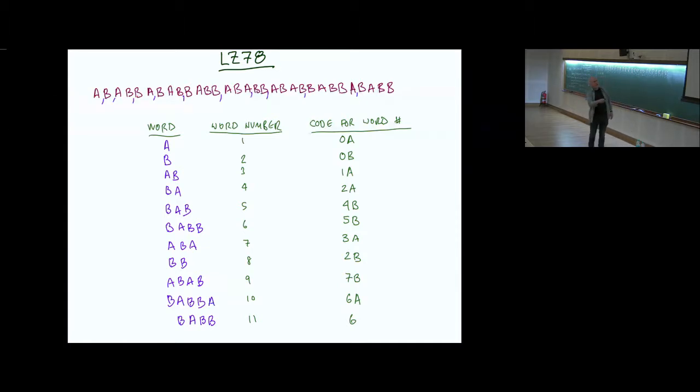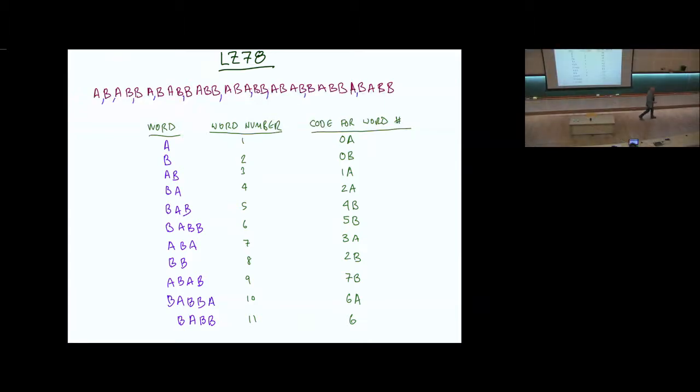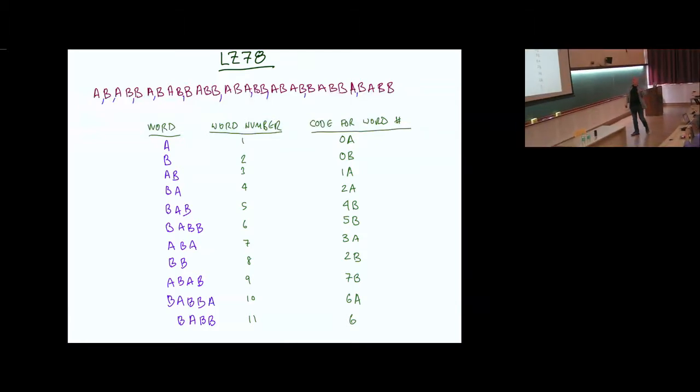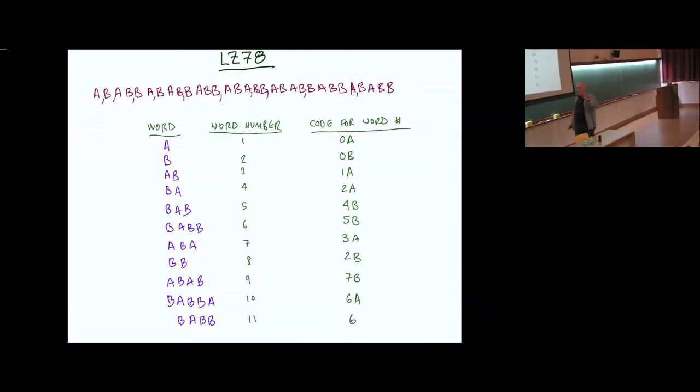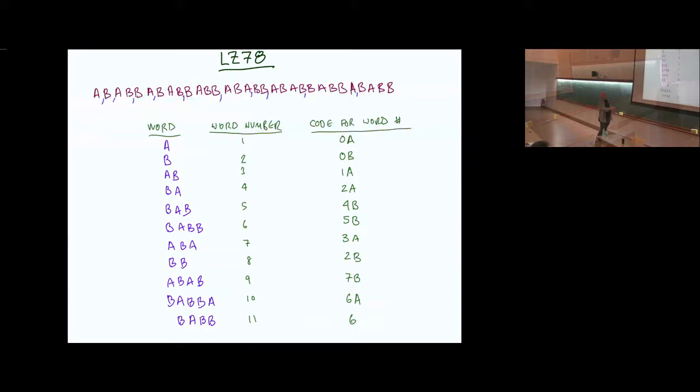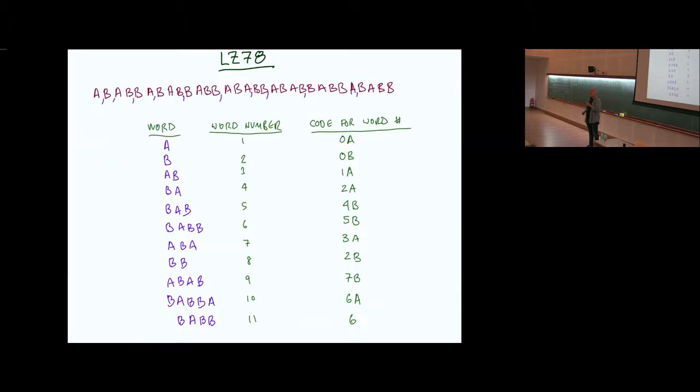All right. Let me imagine the number of phrases in my dictionary is C. So let C be the number of phrases in my dictionary. Then I number them from 1 to C. Here I have 11. Actually, C is 10 because this just reproduces. So C is 10 over here, 10 phrases in my dictionary.